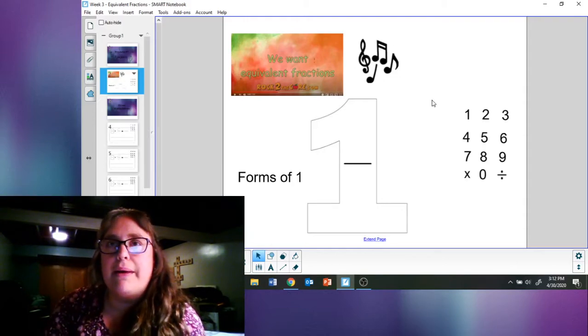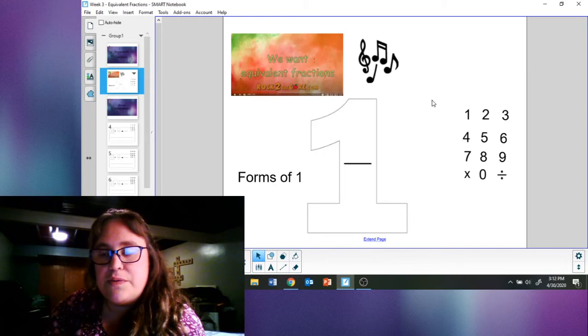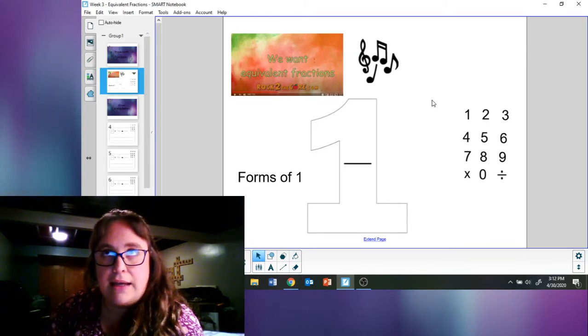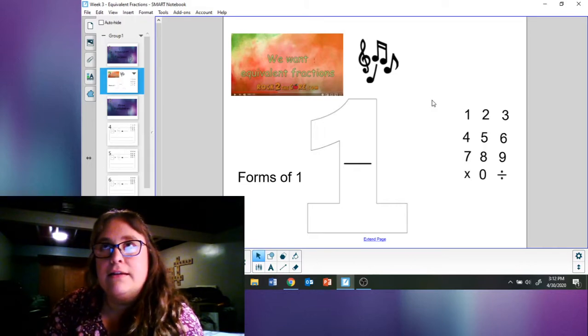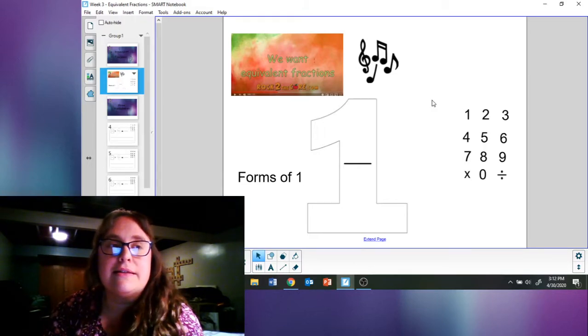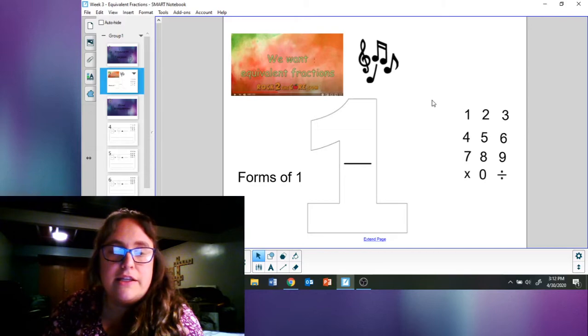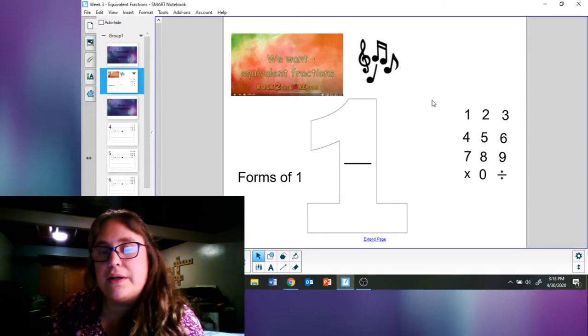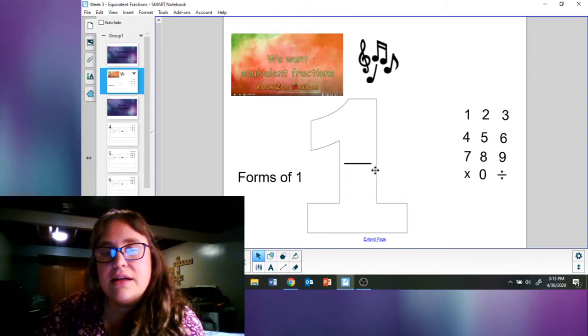If you think all the way back to 3rd grade, anything times 1 is that number. So 10 times 1 is 10. 6 times 1 is 6. 5 times 1 is 5. 100 times 1 is 100. So anytime you multiply by 1, it doesn't change that number.